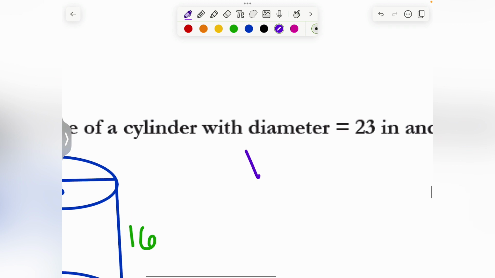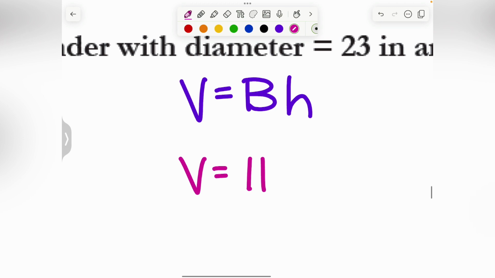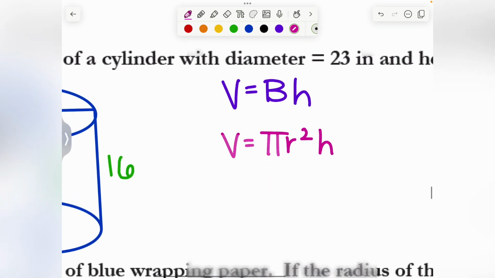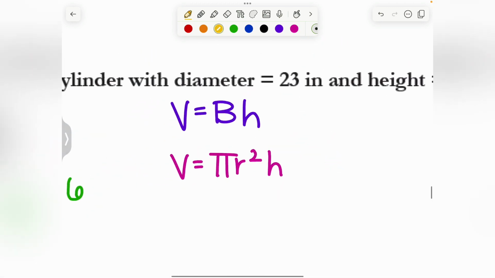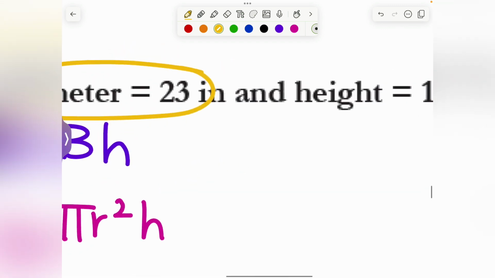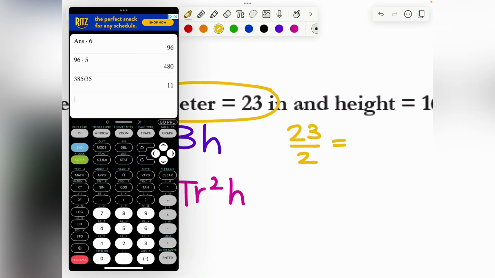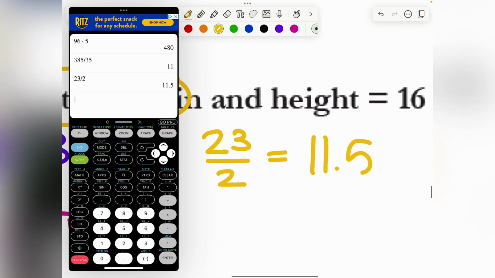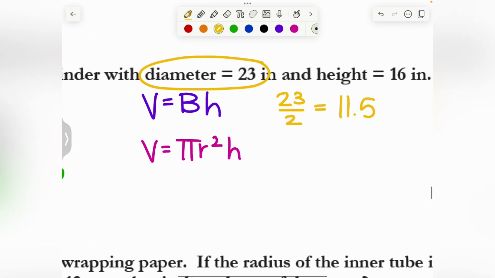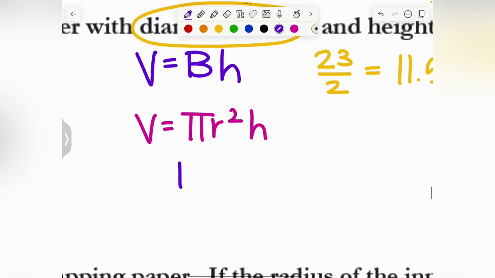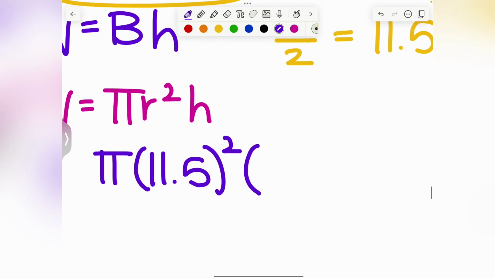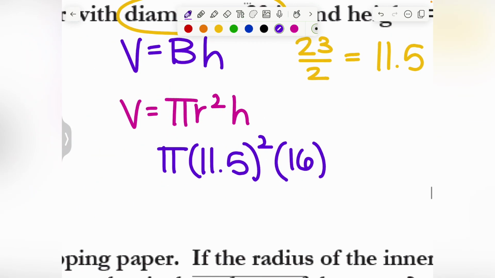Well, remember, volume is area of the base times the height, but on a cylinder, we have a circle base, pi r squared times height. Be careful, they didn't give me the radius, they gave me the diameter. So I have to take the diameter and divide it by 2 to get the radius. This does not come out nice, and that's okay. 23 divided by 2 is 11.5. So we are going to do pi times the radius, 11.5 squared, times the height, which is 16. And that is going to give me the volume.